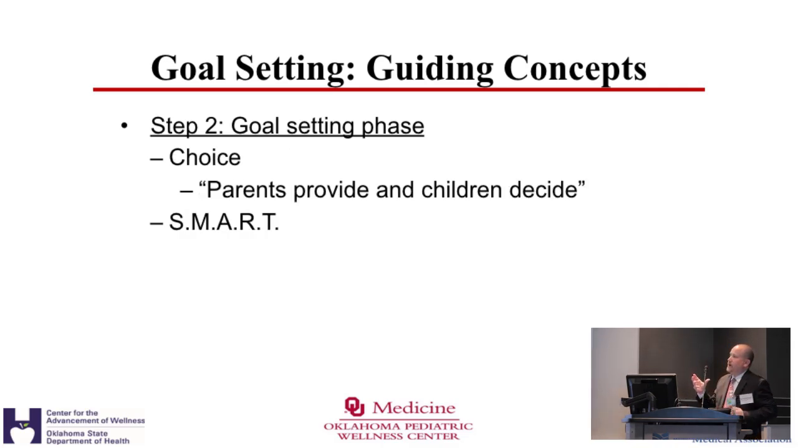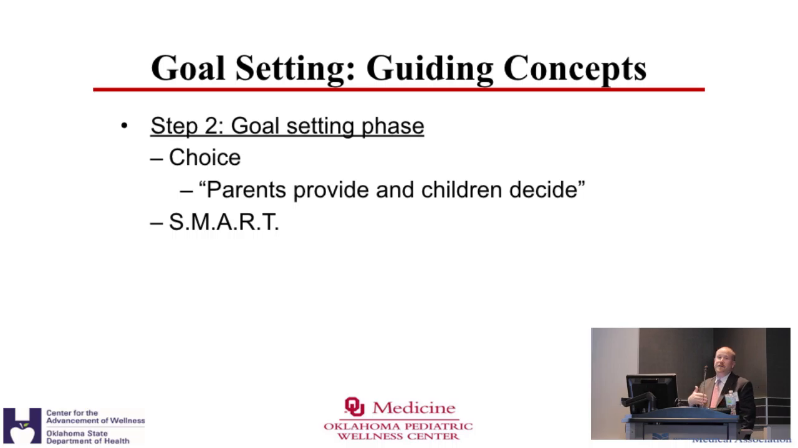One of the things we always talk about is choice. When you set goals, we talk about how the parents provide and the children decide. The parents are the ones that buy the food, prepare the food, and allow access to the food. But we need to try to build in as much choice as possible for the kids.